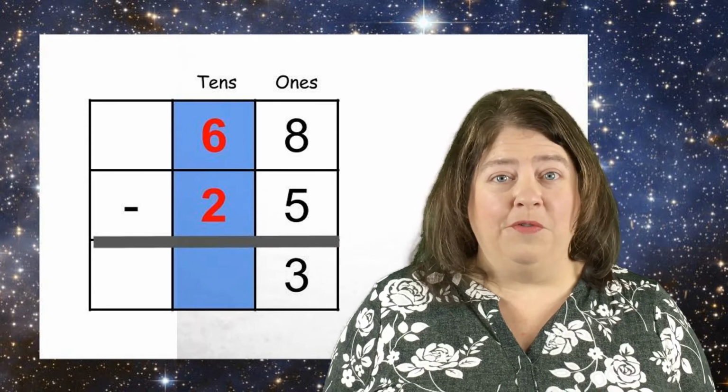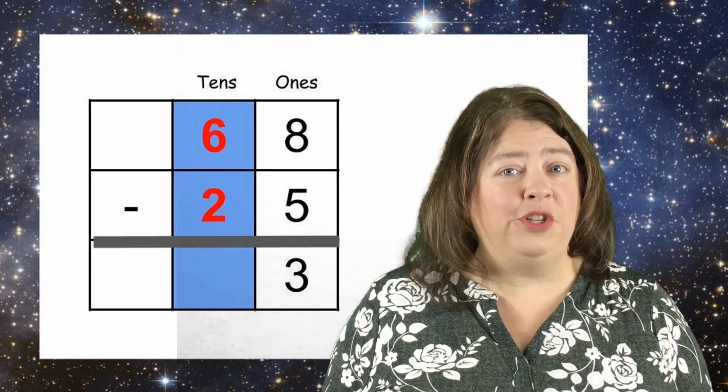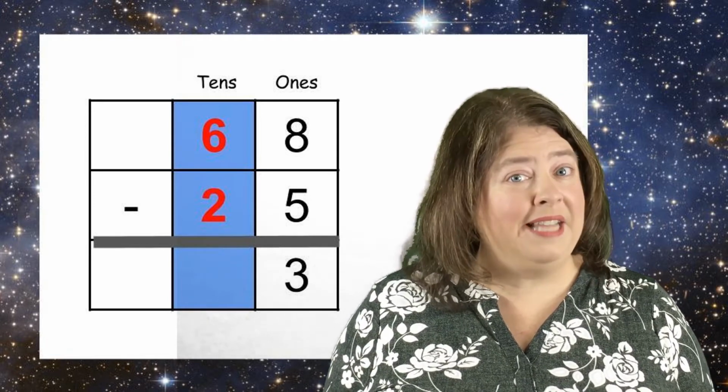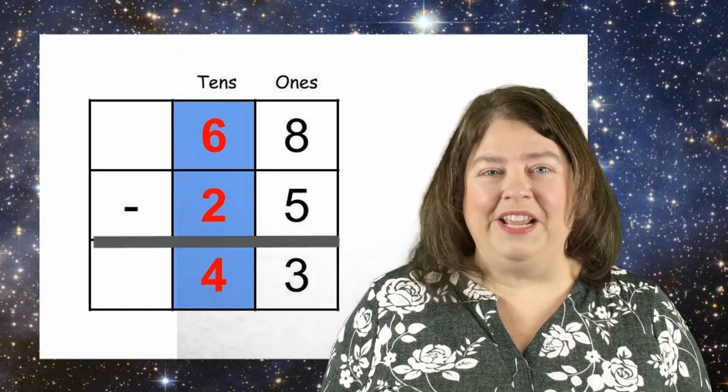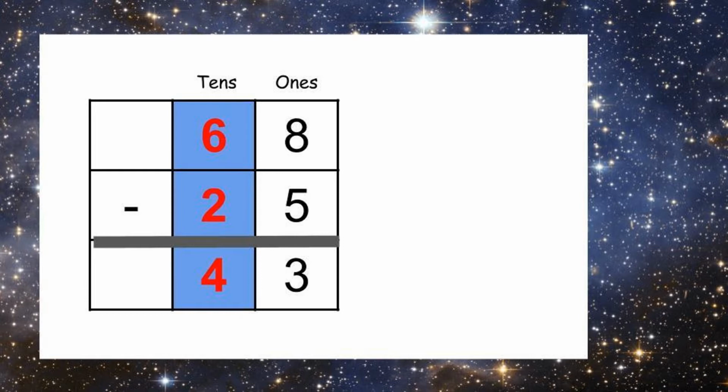Then we're going to move over to the tens place. In the tens place, you have a 6 and a 2. So we're going to subtract 6 minus 2. What does that equal? That's right, that equals 4. So 68 minus 25 equals 43.